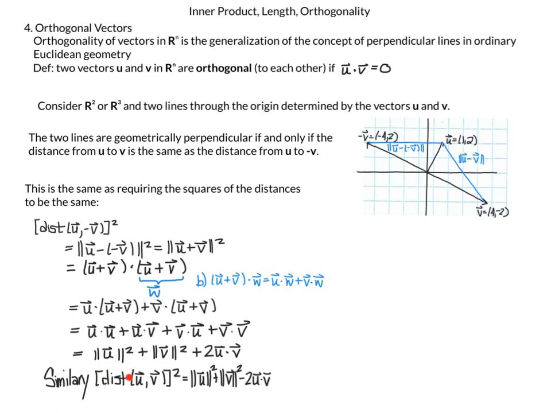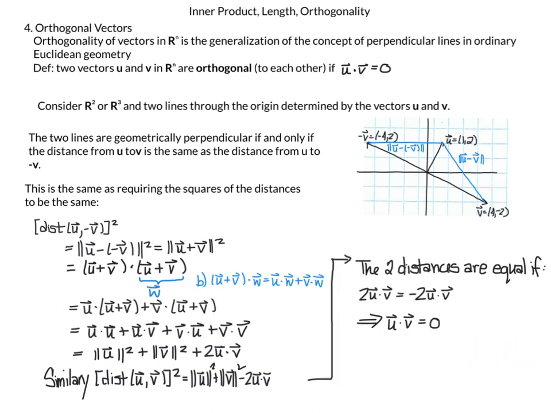Similarly, you can calculate the distance between U and V squared, and you'll get the length of U squared, the length of V squared, minus 2U dot V. Which means these two distances are equal if 2U dot V is equal to minus 2U dot V. I can cancel out my 2's, but now I have U dot V is equal to negative U dot V, which is only true when U dot V is equal to 0. So again, the two distances are equal if U dot V is equal to 0, and the two distances are equal only if they're perpendicular. So if it's orthogonal or perpendicular, then the dot product is 0.